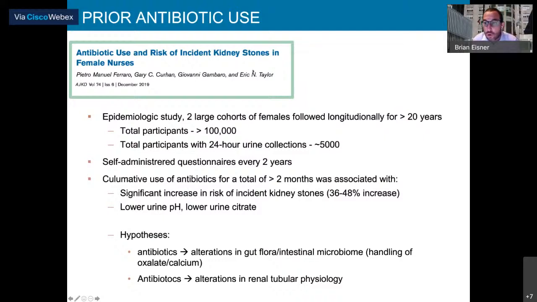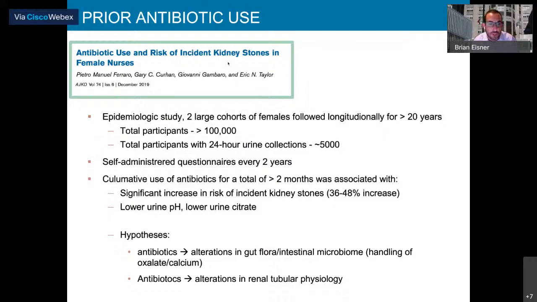They looked at two large cohorts of females that were followed for over 20 years with over 100,000 participants, and they also had a subset of 5,000 24-hour urines. And what they found was that the cumulative use of antibiotics for over 2 months in one's lifetime was associated with a significant increase of risk of kidney stones of about 30 to 50%.